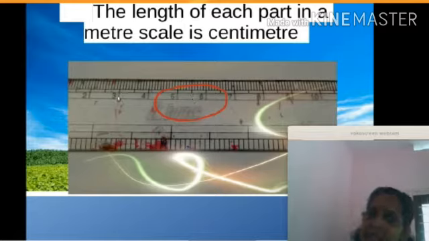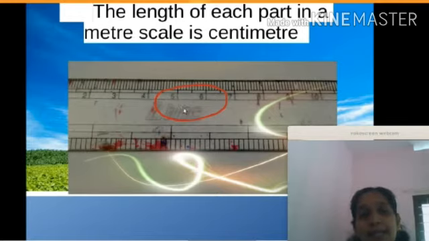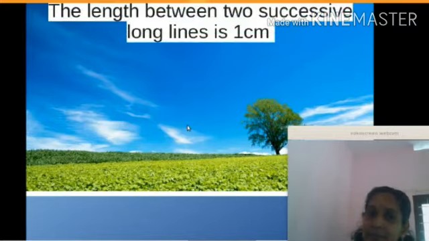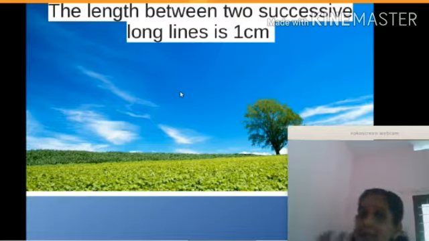In between these 2 and 3, there are 10 lines. That is also 1 centimeter. Here, in between these 3 and 4, there are 10 lines. That is also a centimeter. So, a centimeter is divided into 10 equal parts. The length between two successive long lines is called 1 centimeter. In between two long lines, there are 10 lines. The length between these two big lines is called 1 centimeter.